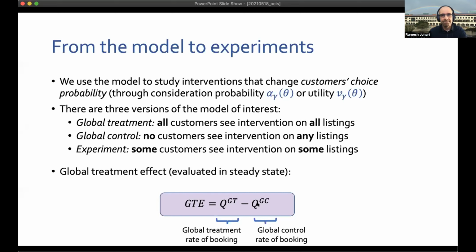So in an ideal world, what would we love to do? Thinking about it from the model perspective for a second, we'd love to have a version of the model that's global treatment, a version that's global control, estimate these rates of booking in steady state, and take the difference. Of course, in reality, there are two gaps here. One of them is that we have to run an experiment on one version of the system to estimate this difference. And the other is that it's a model, and it's an abstraction of reality.